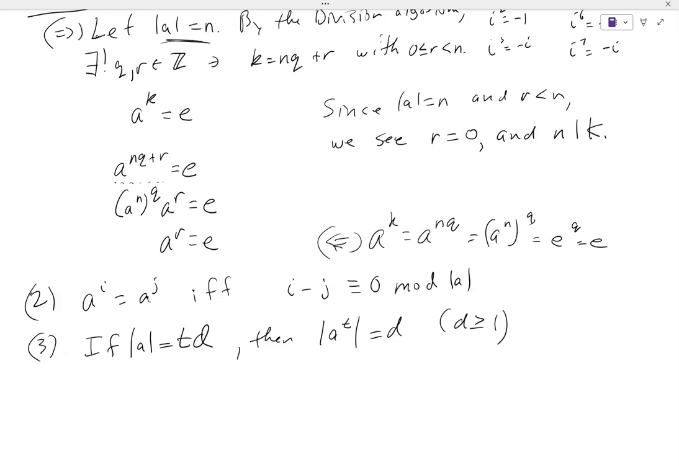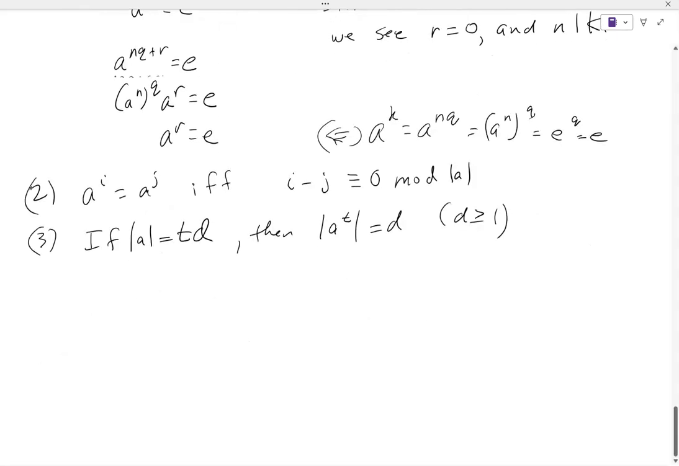That kind of makes sense, I think. Because if I raise A to the T to the D power, you would just bring the D down. Actually, pardon me, we can say something a little bit stronger.